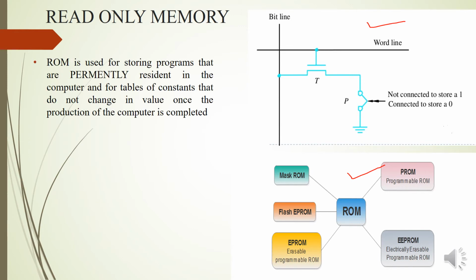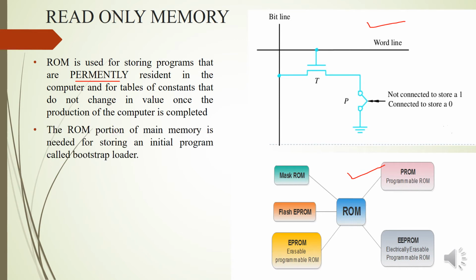ROM is used for storing programs that are permanently resident in the computer and for the table of constants that do not change their value once the production of the computer is completed. The ROM portion of a main memory is needed for storing an initial program called the bootstrap loader. They are not connected to store 1, they are connected to store 0 depending upon the status of the fuse P.